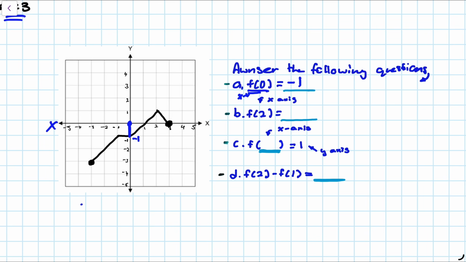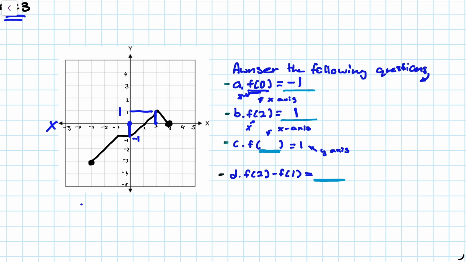Okay, so f of 2, you would also consider the x-axis for this as well. So if we search right over here, we would find 2 right over here, and you can go up to meet the line, and you would find 1, and that would be your answer for this, and it would be 1.